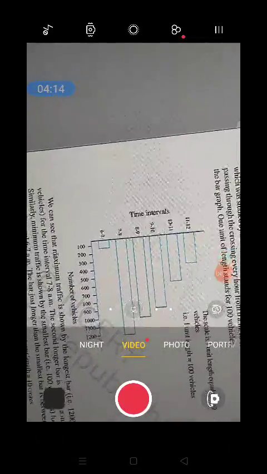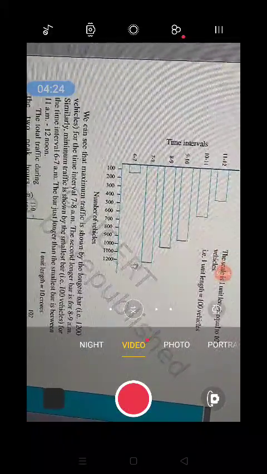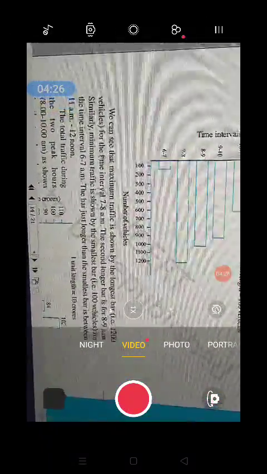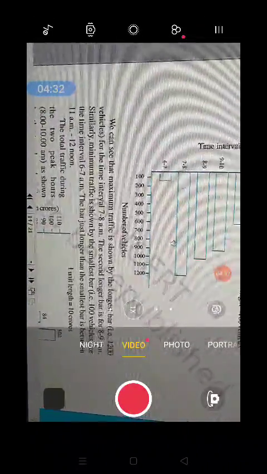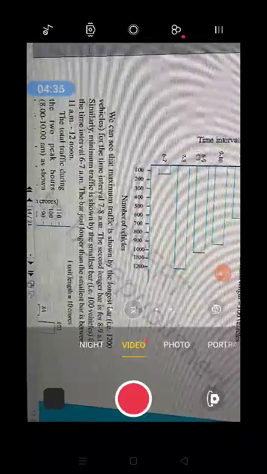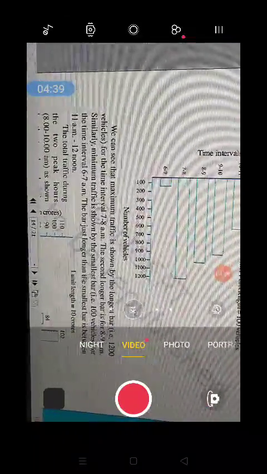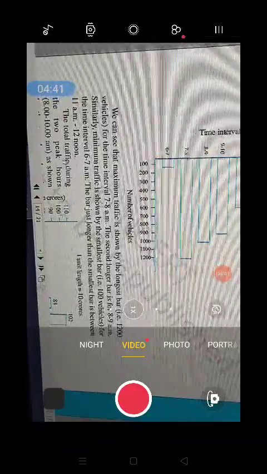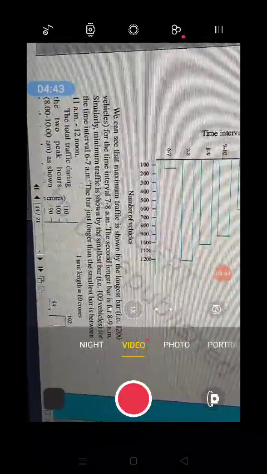Okay, so we can see the maximum traffic. The maximum traffic is shown by the longest bar. Obviously the maximum traffic is shown on the longest bar for the time interval 7 to 8 a.m. The second longer bar is 8 to 9 a.m. Yes or no? Second longer bar is 8 to 9 a.m. And similarly, minimum traffic is shown by the smallest bar for the time interval 6 to 7 a.m.